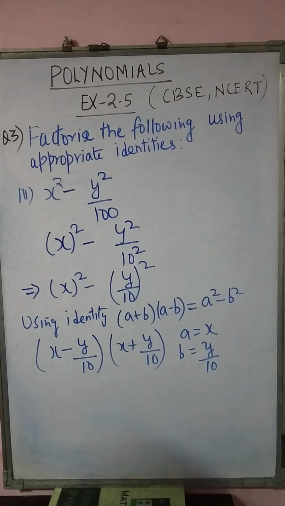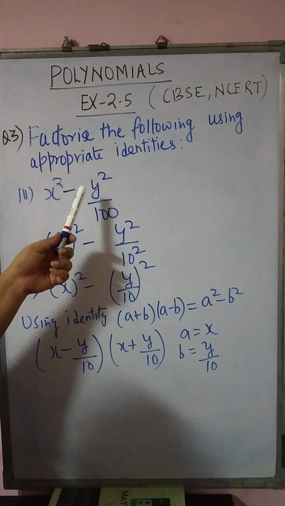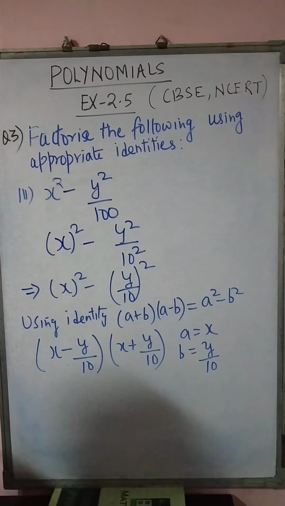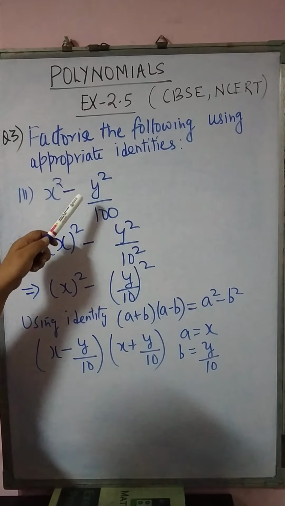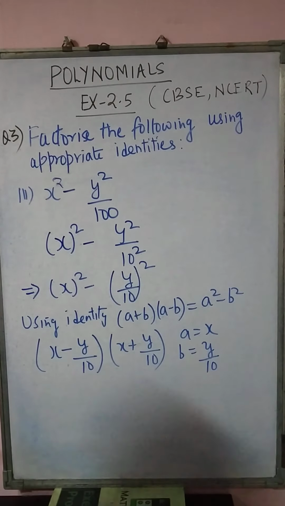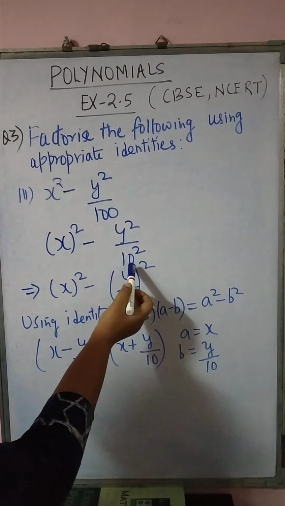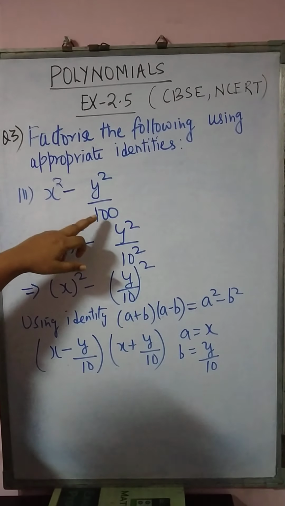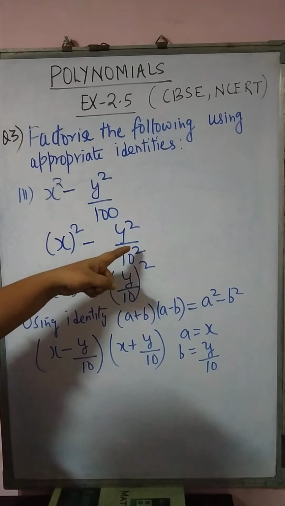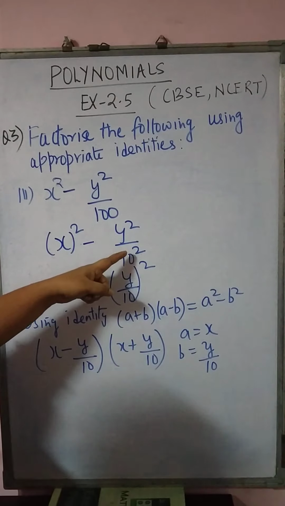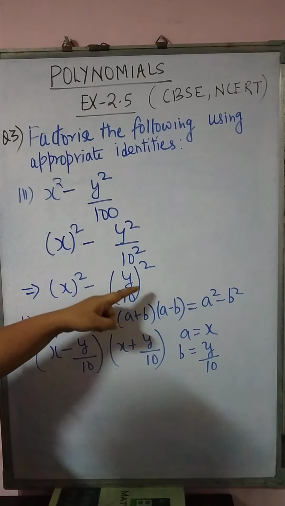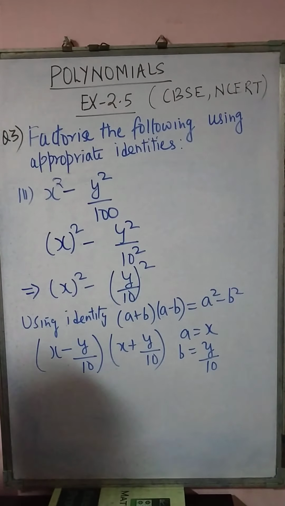Some children make a mistake. While solving, they forget to write 100 in the form of a square, and they directly write y by 100 whole square, which goes wrong, because 100 is a square of 10. So when you are converting to an identity, you have to make sure 100 is also written in exponential form, that is 10 square. Because 2 is the common power, you can write y by 10 whole square and then use the identity. Okay, so this is done, question number 3.